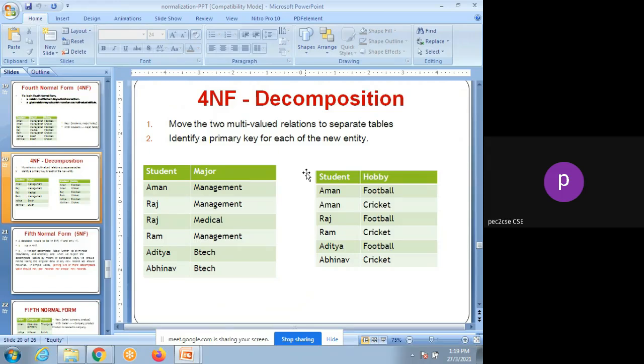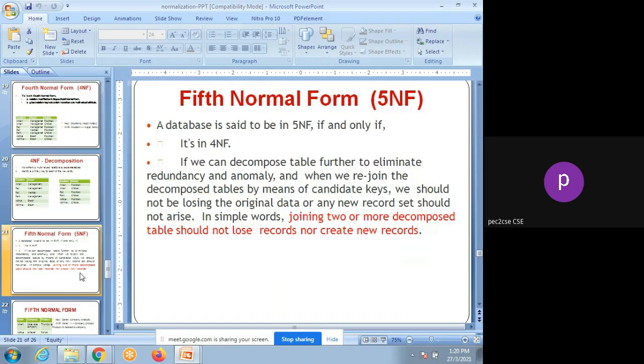Okay. So for the fourth normal form, mainly one point you have to remember. For any table, there should be only one multi-valued dependency. There should not be more than one multi-valued dependency. Only one multi-valued dependency is allowed in a table. And the next is the fifth normal form.